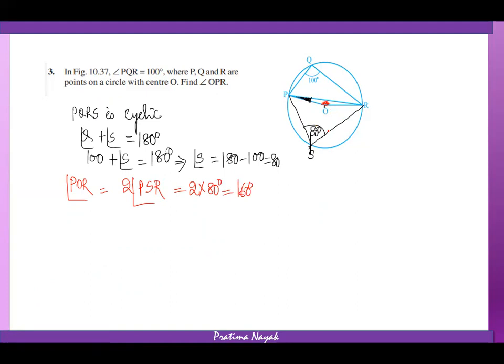POR is 160 degrees. Now observe this very thin triangle POR. This angle we have got is 160 degrees. Now OP is the same as OR. Why? Radius. OP is the same as OR, it is the radius of the circle. Then certainly angle OPR is equal to angle ORP.